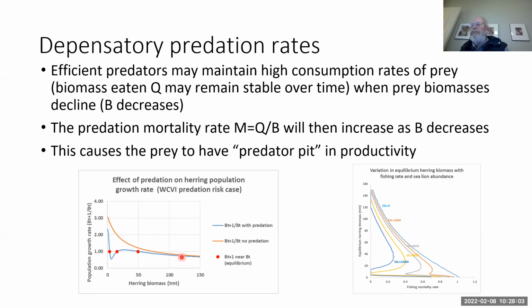Does that make sense? So the predator pit is basically caused by predators switching on and driving relative productivity down. That creates the downside into the pit. And then at higher biomasses, you come out of the pit because the predators are limited in how much they can eat and their relative impact keeps dropping. What matters to the herring population dynamics is not the absolute number that the predators eat. It's the relative impact, the percentage of the prey that are eaten by them.